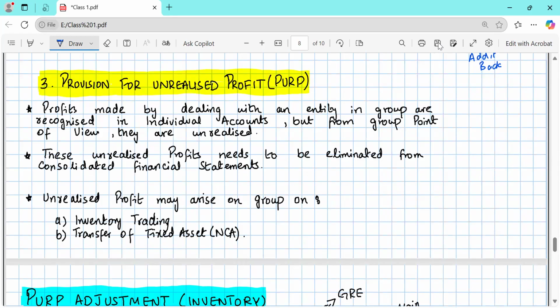It's like taking out the cash from one pocket and putting it in the other pocket, right? Because now we are thinking like a group. So from the group point of view, any profits that are earned because of the trading between parent and subsidiary are unrealized and we do not account for them. We have to remove them. So that is why we say that they are unrealized profit. Have you got this concept? Kind of.